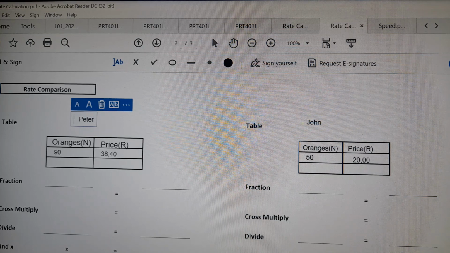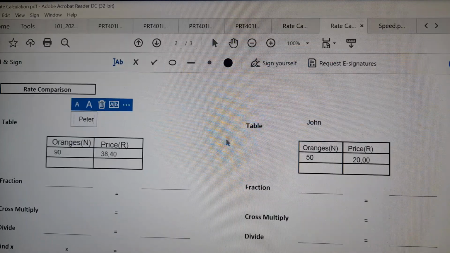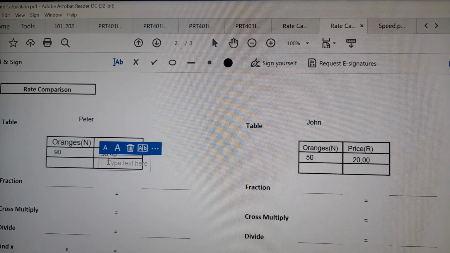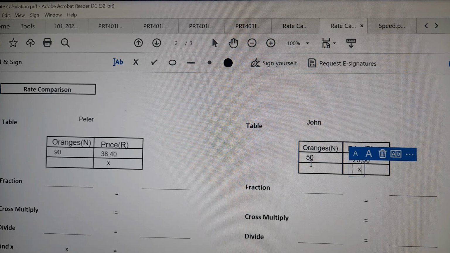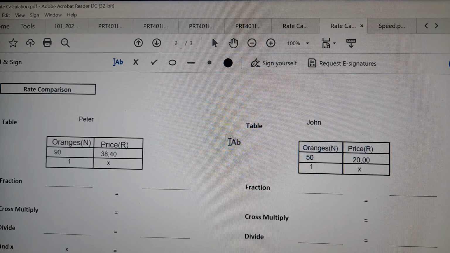So now, what is the question? Let's look at the question. We had dealt with the statement. Who paid the best price? So the question is about the price, so X will be on the price. We come and put X, and we put 1. If they didn't say anything, we want to calculate how much is the price for 1. So let's put 1 here. Okay, we put 1.